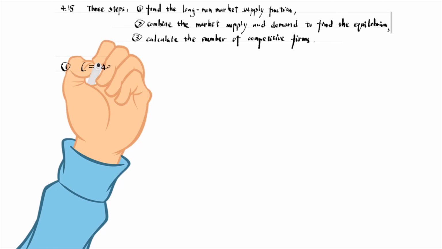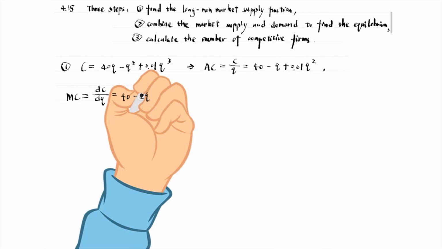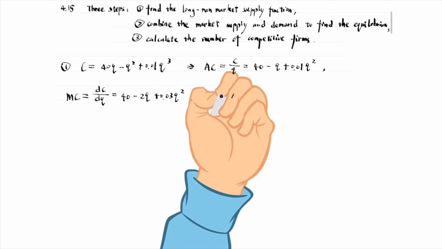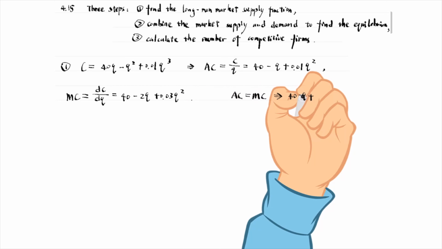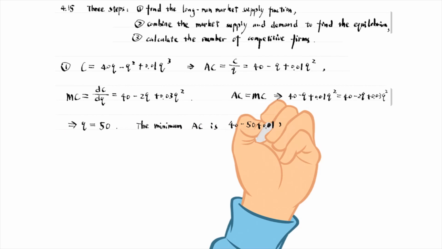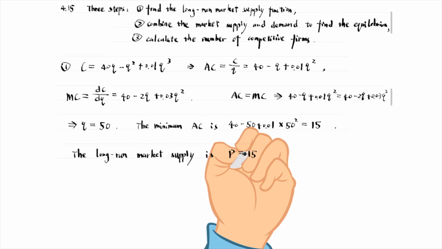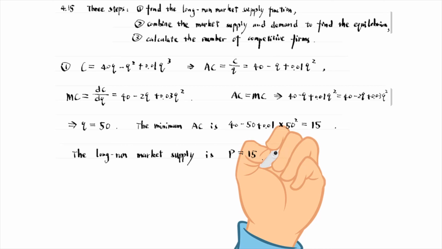In the first step, from the long-run cost function, we obtain the average cost function and marginal cost function. To find the minimum long-run average cost, we use the fact that the marginal cost curve cuts the firm's average cost curve at its minimum. We equate the average cost and the marginal cost functions and get the firm's output at its minimum average cost, which is 50. The minimum average cost is 15. So the long-run market supply is P equals 15.